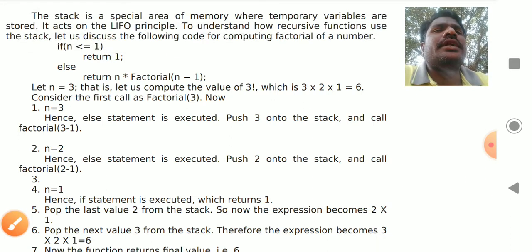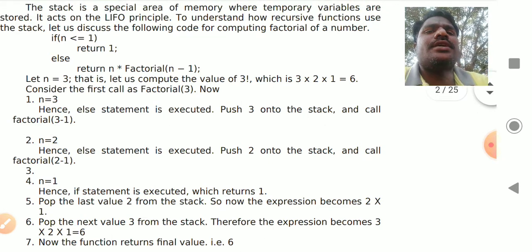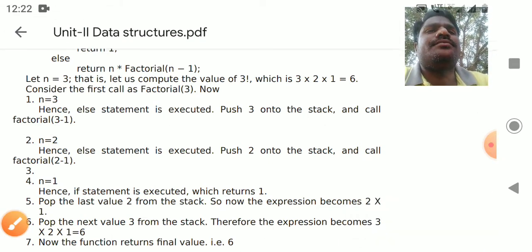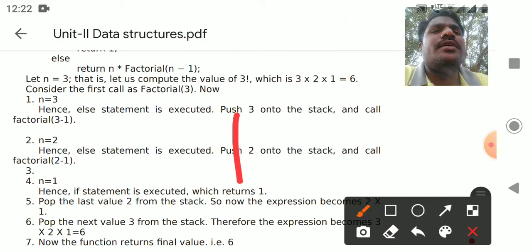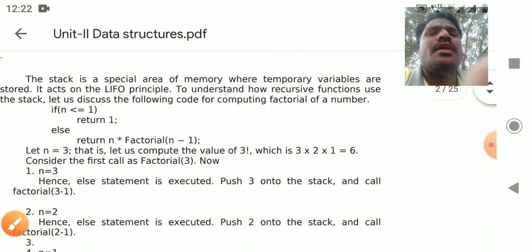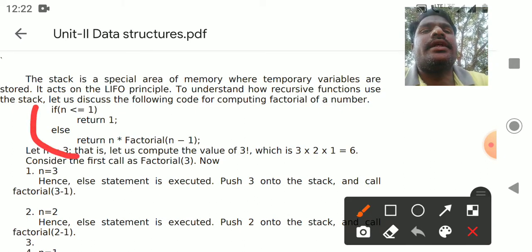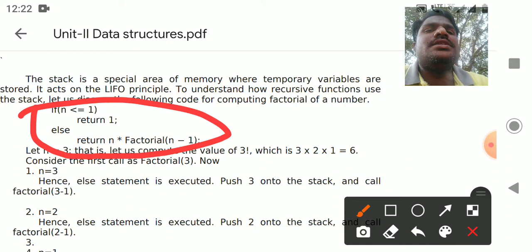To understand how the stack is useful in a recursive function, I have taken a recursive algorithm to find the factorial of a number. Here is the factorial code: if n is less than or equal to 1, return 1, else return n into factorial of n minus 1.